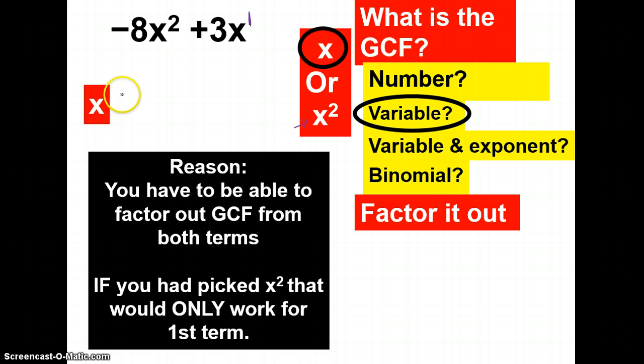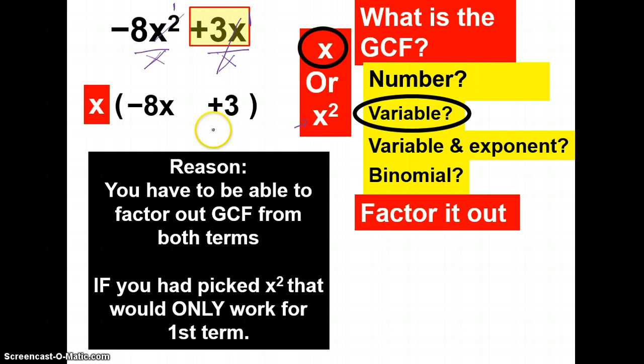All right, so x, we'll divide that out. If I divide that out of there, I'll be left with 1x, or -8x, I should say. If I divide an x out of here, that'll cancel out, and that would be +3. Try another one.